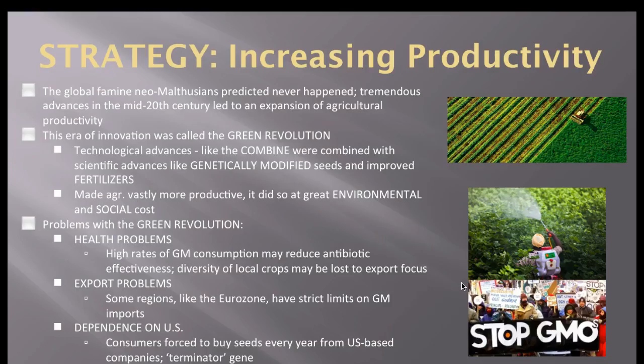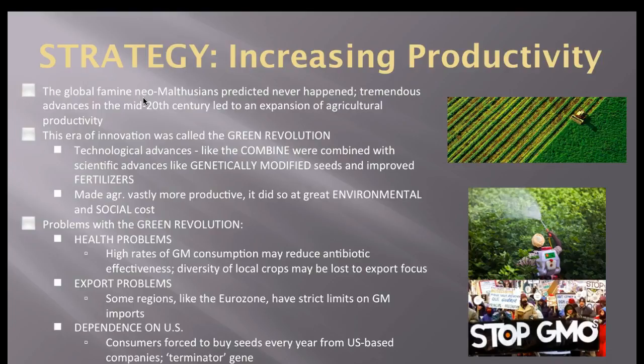So the third strategy they have is increasing productivity. How can we simply get more out of what we're already doing? Because the global famine that Thomas Malthus predicted never actually occurred, tremendous advances in the mid-1900s led to an expansion of agricultural productivity. So they thought all these people were coming. They were very innovative in what they were doing, and then they realized the crisis really didn't occur. They were able to keep up with the population, and now they were actually increasing too much.